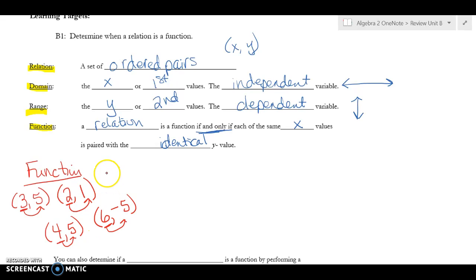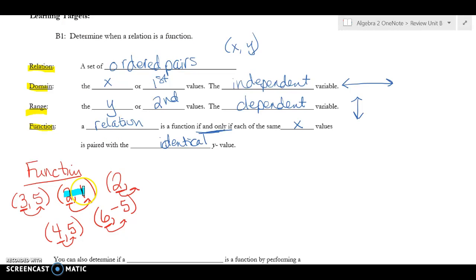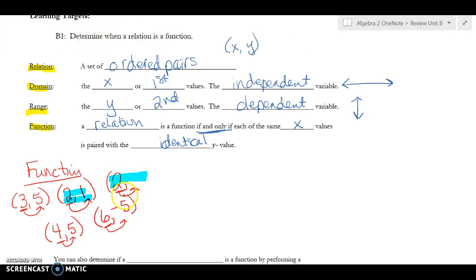What happens if you have the same x value again? If I throw in a 2 again, it must go to the same place as the 2 did over here. So if I have the 2, then it must be 2 with 1 here also. They have to be the same. So if you have the same x, then it also must be the same y. That's what makes it a function.